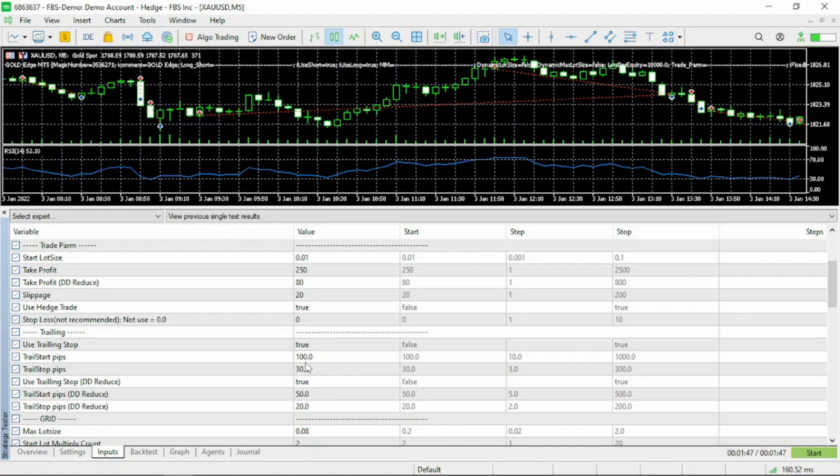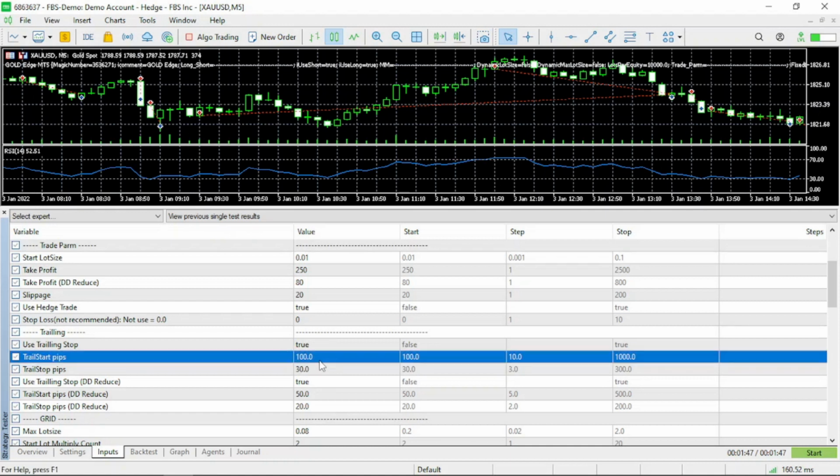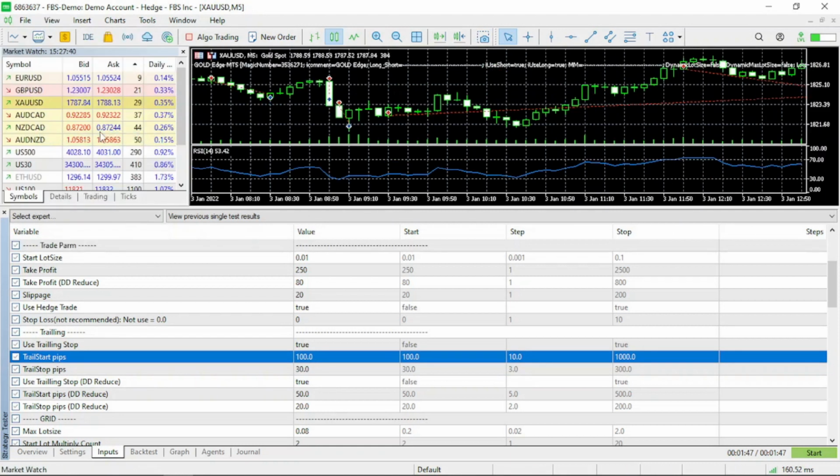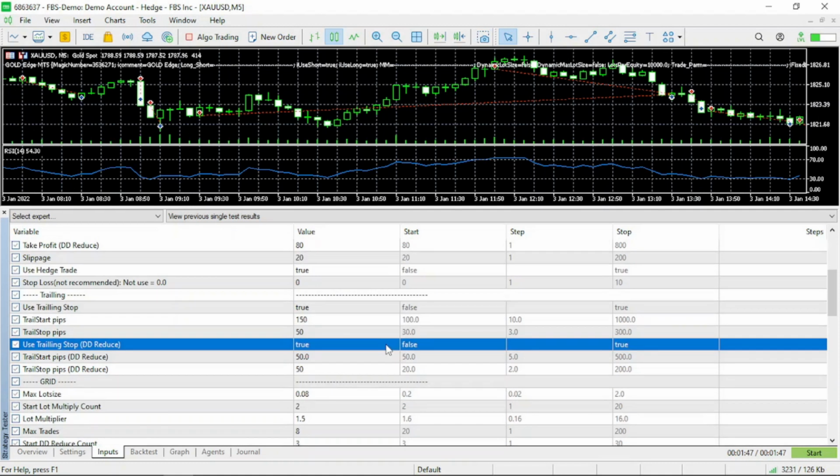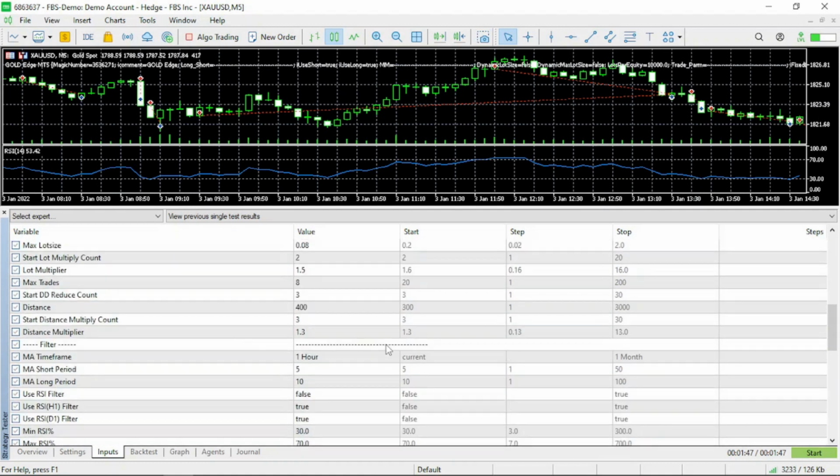Now that we've tested the default settings, I would like to make a few adjustments to the trailing stop according to our own broker commission and spread. To do this, I'm going to open the Market Watch window and see that the spread is varying between 20 and 40 points, meaning between 2 and 4 pips. For this reason, I'm going to adjust my trailing stop by 2 pips and my trailing stop for the drawdown reduction function by 2 pips as well.